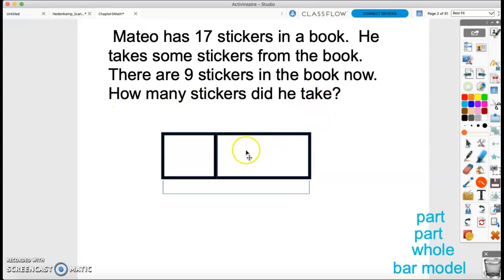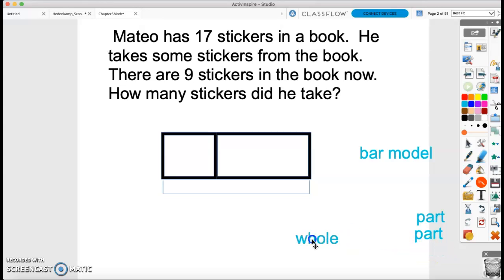So remember, this is called our bar model. In order to solve the problem, sometimes we can use what we call a bar model because it kind of looks like a chocolate bar. So remember, the whole is this part down here, everything together. One of the parts will be over here and the other part will be over here.